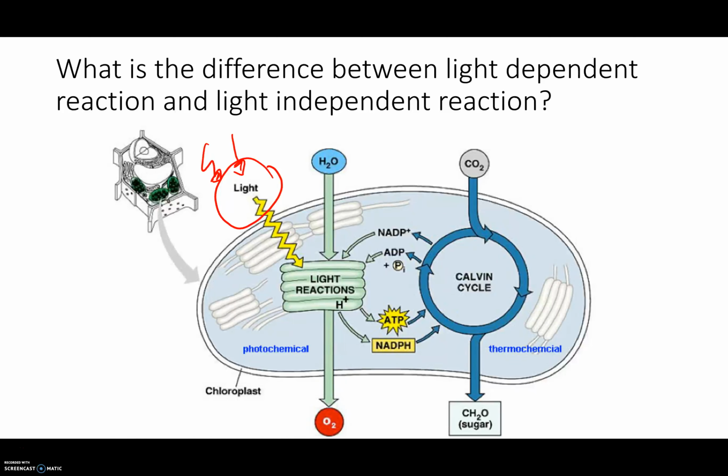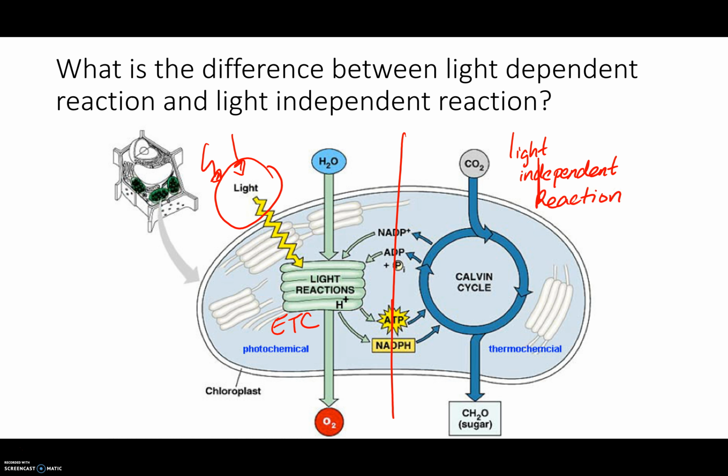So the light-dependent reaction is the electron transport chain, and the light-independent reaction is the Calvin cycle. Need to know the name. The light-dependent reaction is the electron transport chain, and the light-independent reaction is the Calvin cycle. So this is the light-independent reaction. You write the other one.